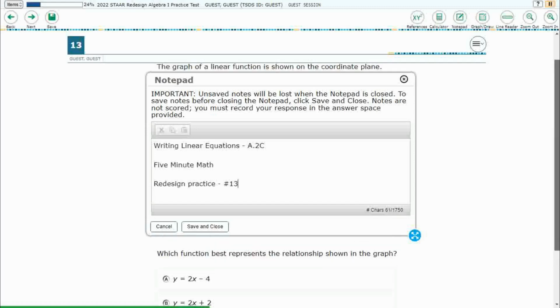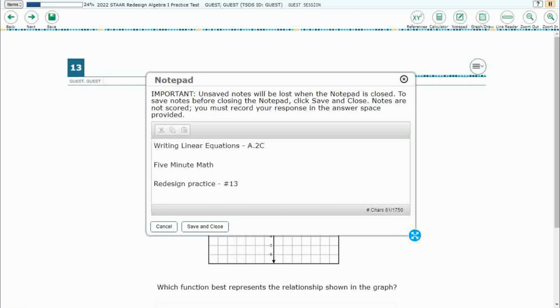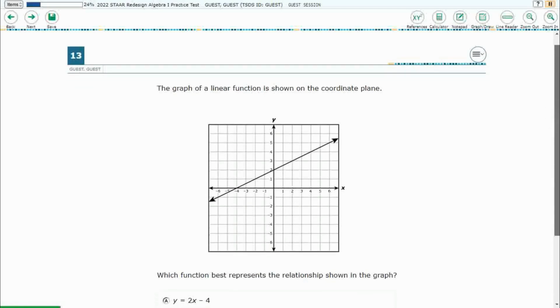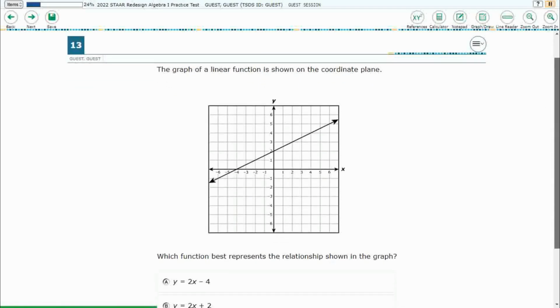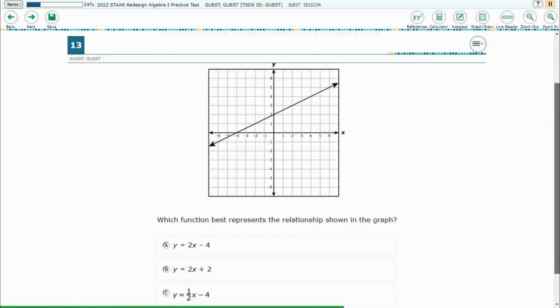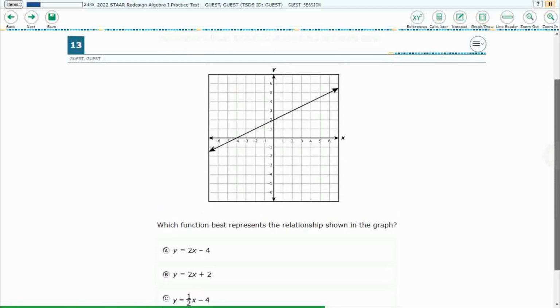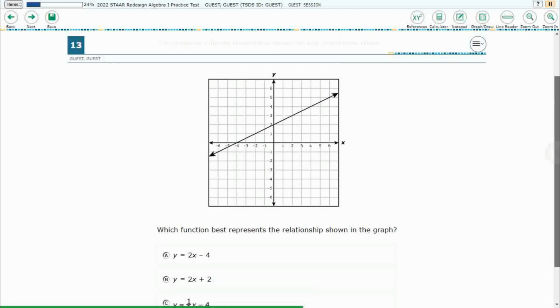Today we are looking at the Algebra 1 concept of writing linear equations. This is standard A.2C in the great state of Texas, and we are using item number 13 off the Redesign Practice Online STAAR Test. If you haven't done so already, please go ahead and take a moment to pause the video, work this problem out on your own, unpause it, and we will look at our answers together.